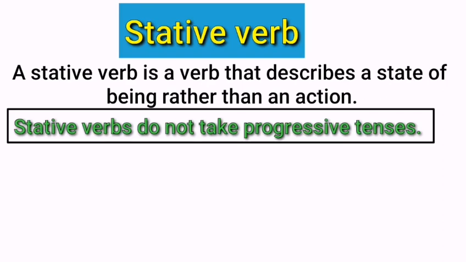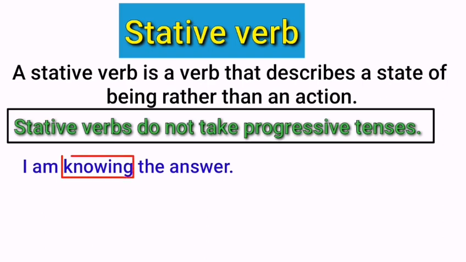Just look at these examples. I am knowing the answer. Look at this sentence: the stative verb, know, is used in progressive form. So this is incorrect because know is a stative verb and it is used as a progressive verb. Therefore, it is incorrect. The correct sentence is, I know the answer.